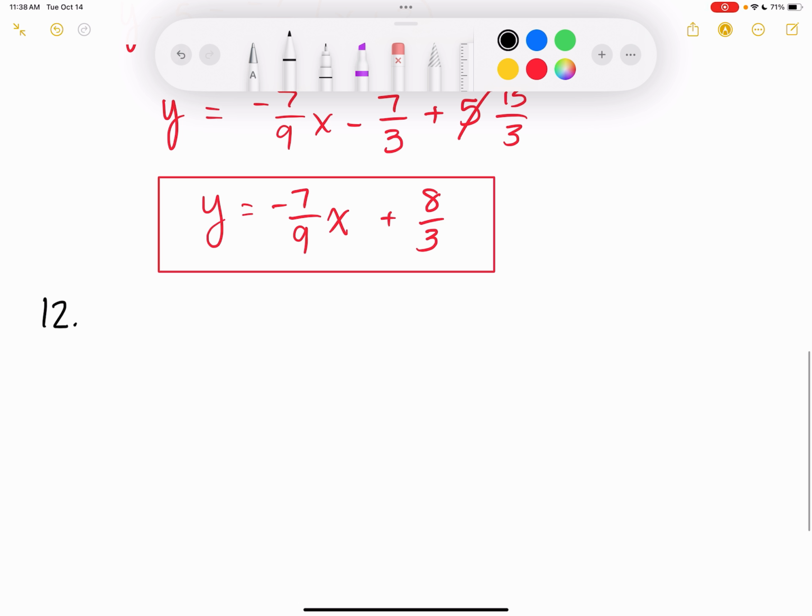Number 12. F of negative 4 is equal to 0, and f of 0 is equal to 2. So what are my 2 points then? Negative 4, 0 and 0, 2.